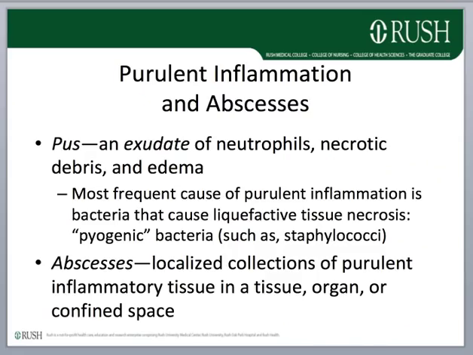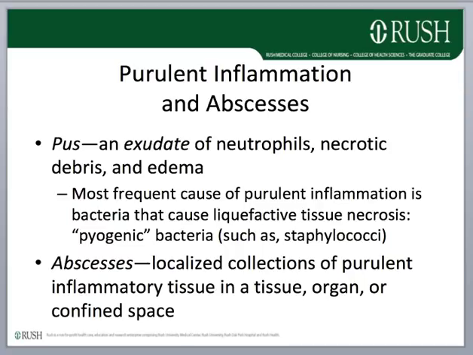Purulent inflammation is what one usually thinks about with acute inflammation, and is characterized by the production of pus, an exudate consisting of neutrophils, the liquefied debris of necrotic cells, and edema fluid. The most frequent cause of purulent or suppurative inflammation is infection with bacteria that cause liquefactive tissue necrosis, such as staphylococci. These are also referred to as pyogenic, that is, pus-producing bacteria. A common example of acute suppurative inflammation is acute appendicitis.